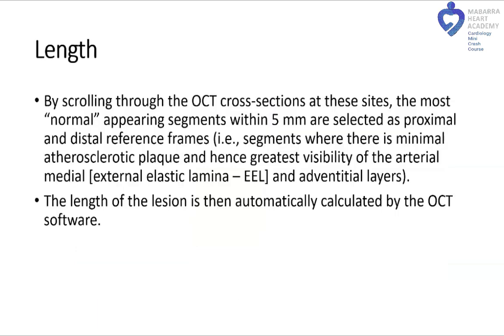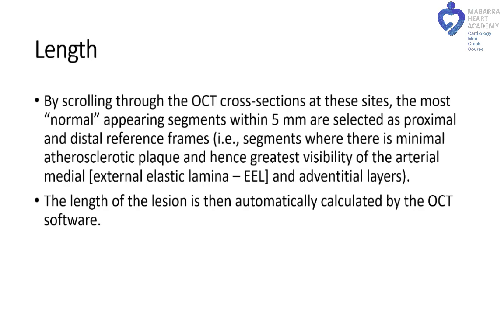In terms of length, you need to scroll through the OCT cross-section, and the most normal appearing segments within 5 millimeters are selected as proximal and distal reference. When you select these normal reference frames, you need to make sure that you can identify the EEL. So when you identify a normal proximal segment and a normal distal segment, then you can calculate your stent length.